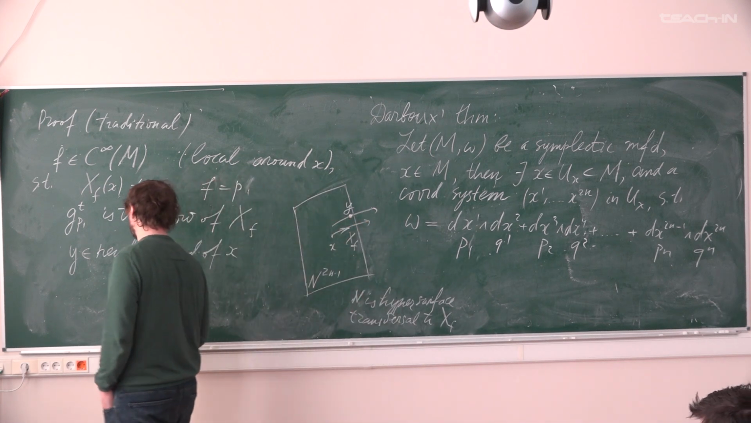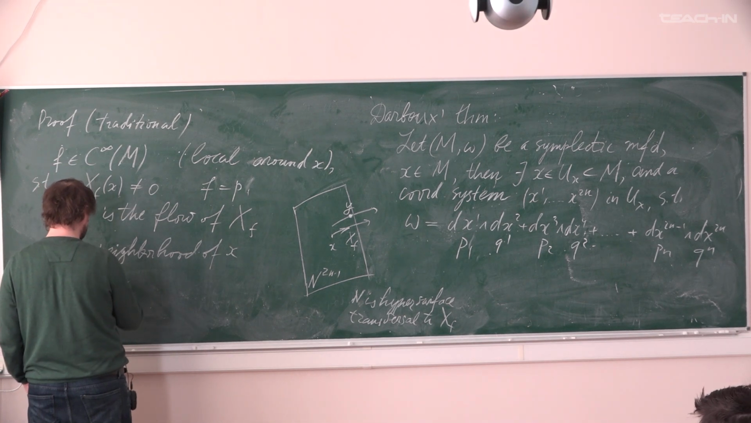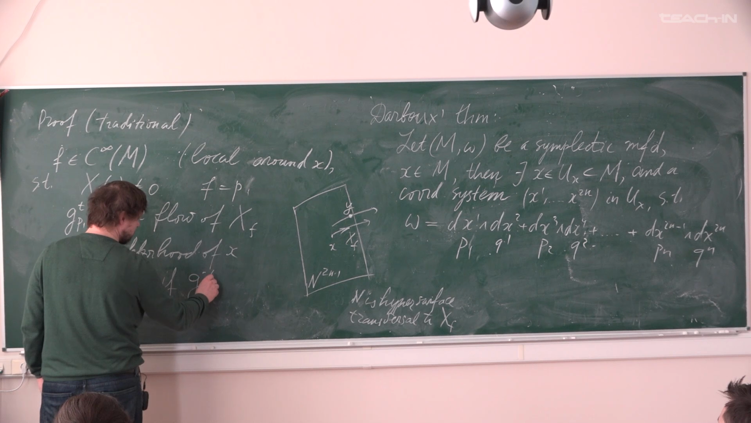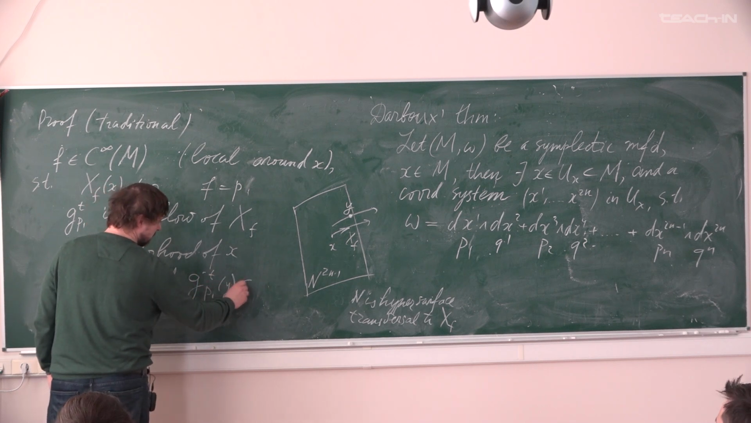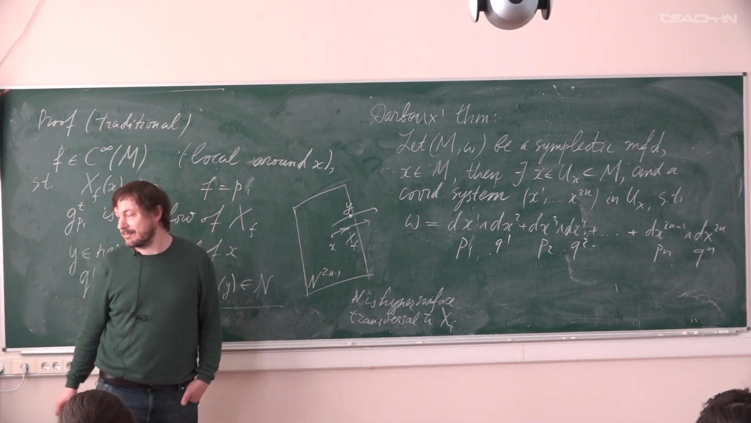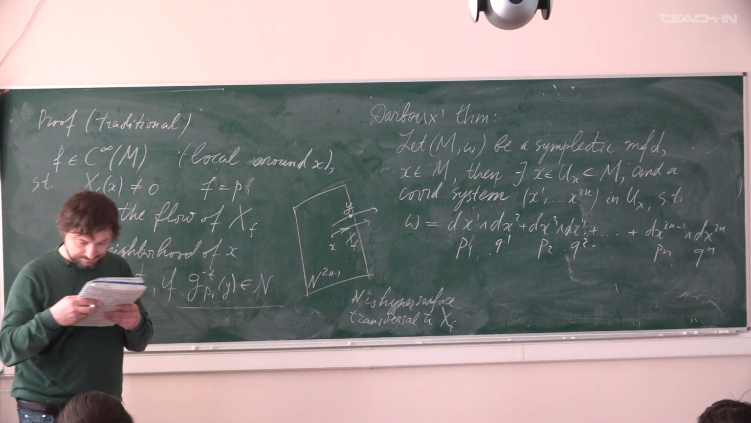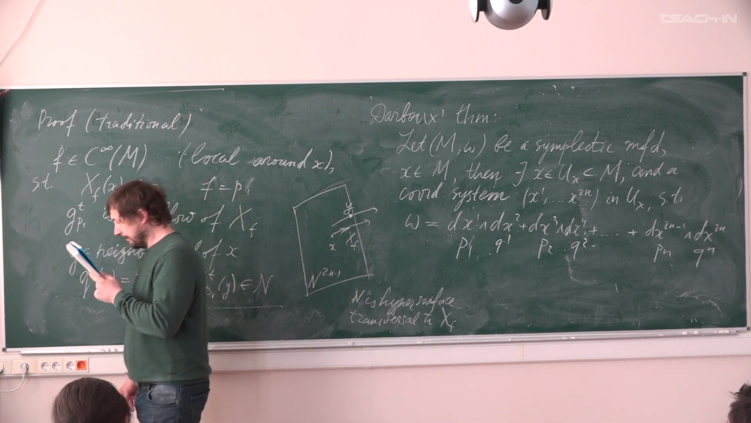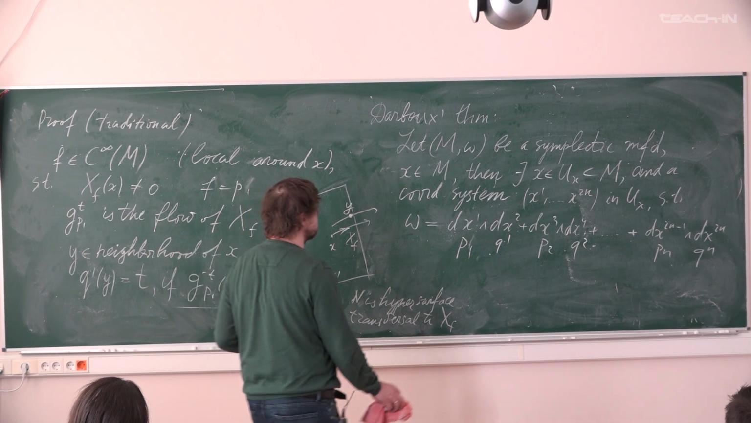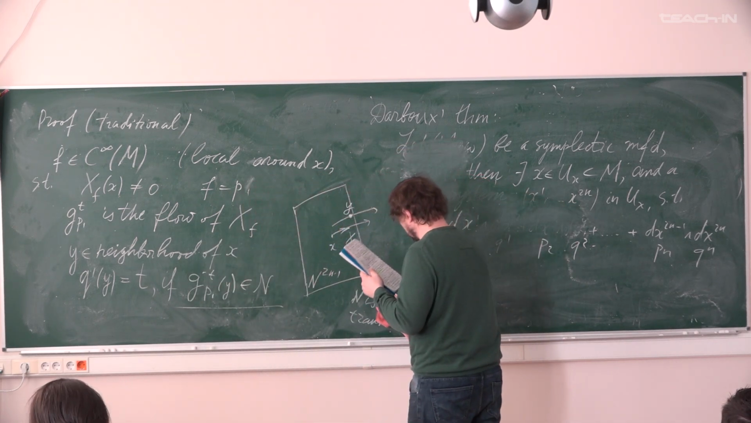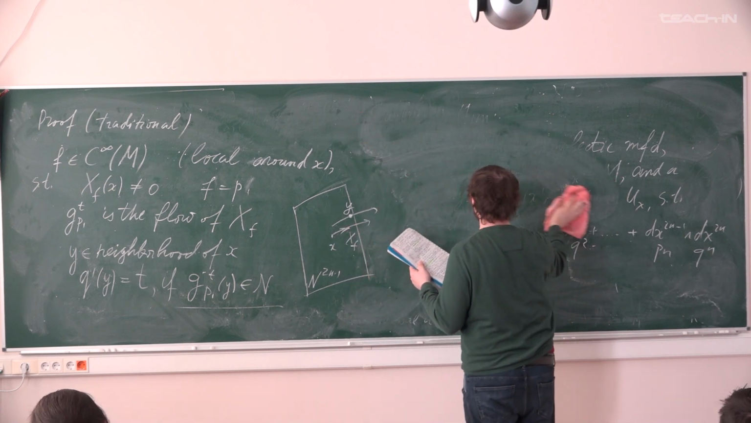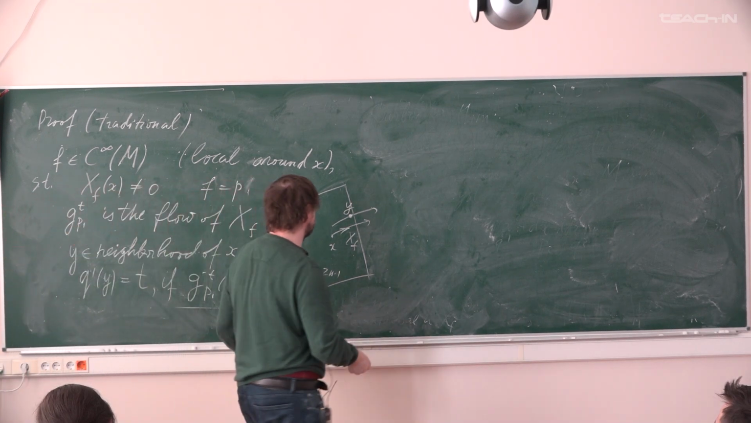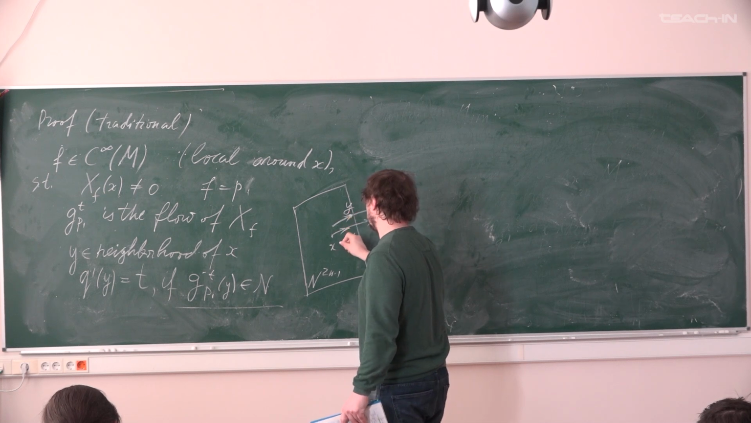Okay, and now for every y, you can choose q1 of y to be equal to t if g to the minus t of y, or p1 of y, belongs to N. So in other words, q1 is just the time which you need to travel from the surface N to y along the trajectory of the Hamilton vector field of p1. Just this.